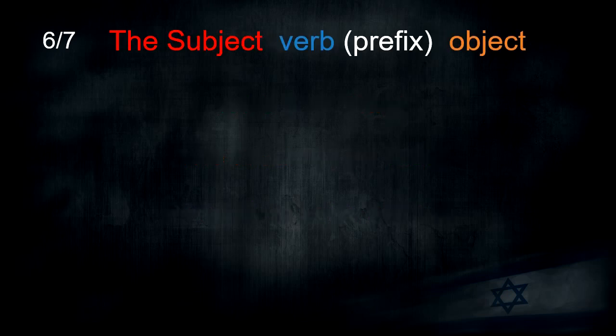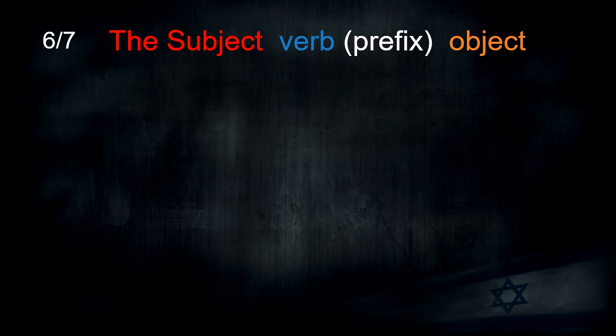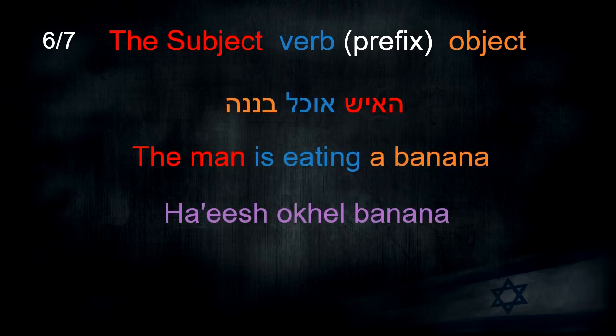The next structure is the subject doing a verb to an object. In Hebrew the structure will be very much the same as in English, but we don't use is or are before a verb. We just say the verb, and we don't indicate the indefinite article in Hebrew. We just say the object. For example, in English we'll say the man is eating a banana. In Hebrew we'll say האיש אוכל בננה, without is and without a.